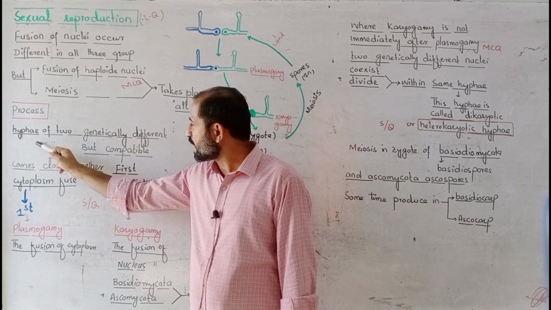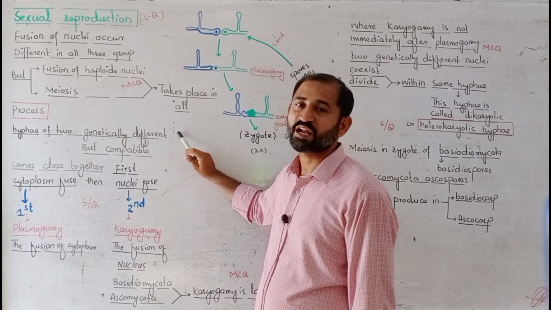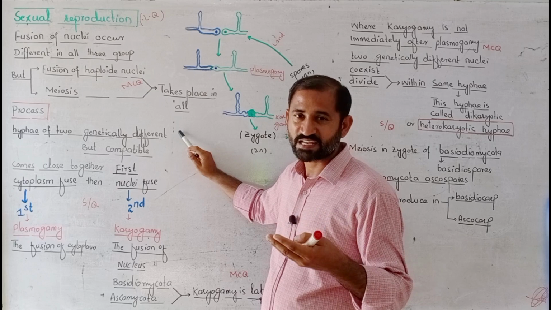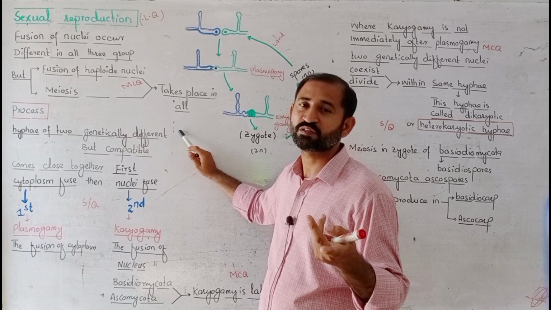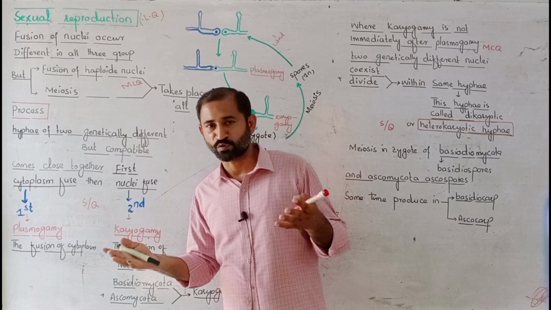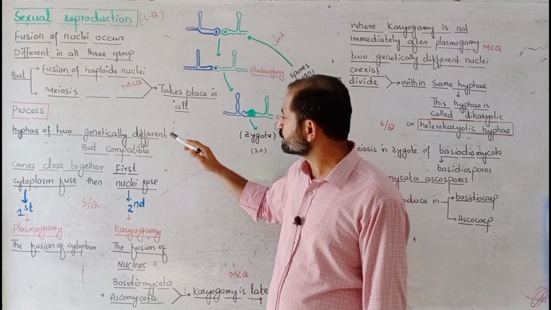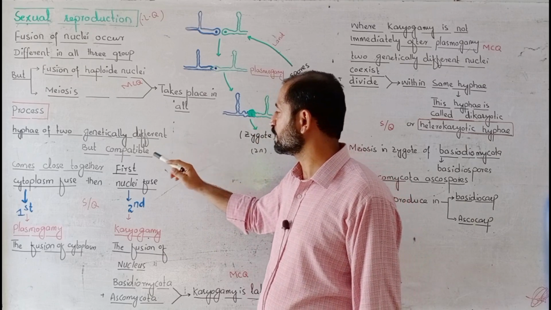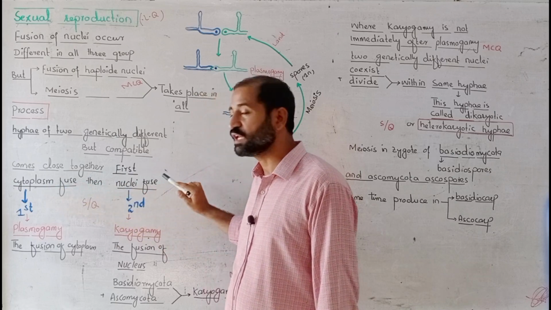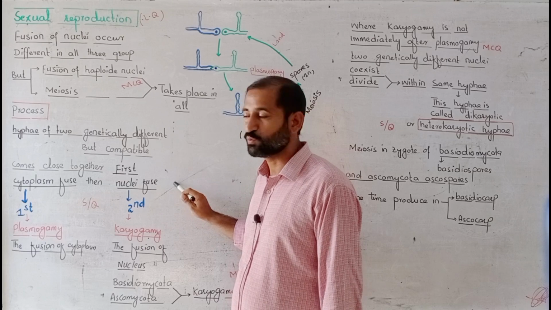The process is that hyphae of 2 genetically different but compatible types, meaning there are 2 different nuclei, come together. When we say there are 2 different hyphae, it means the hyphae are formed from spores, and spores are produced through meiosis in sexual reproduction. So these hyphae are genetically different but compatible, and come close together. First their cytoplasm fuses, then their nuclei fuse.